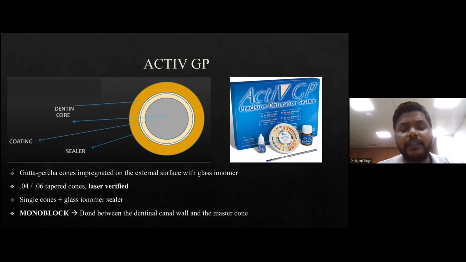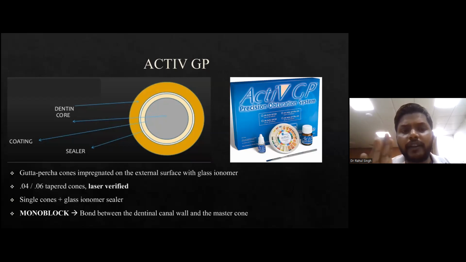Coming on to active GP. Active GP is nothing but a GP that is covered by a layer of GIC. The importance of covering it with GIC is to form a monoblock. Most of you must have heard about this monoblock concept. So gutta percha cones are impregnated on the external surface with glass ionomer. These GPs come in 4% or 6% taper and are also laser verified. So you can use them very nicely, and they are single cones used along with a GIC sealer.